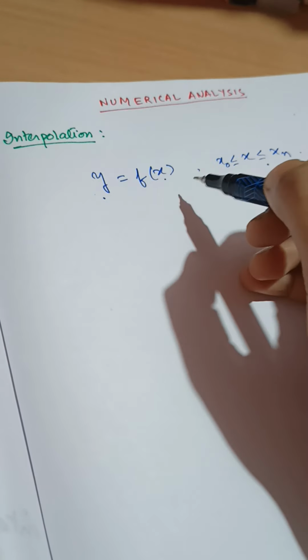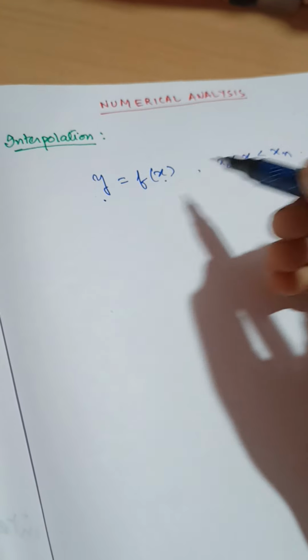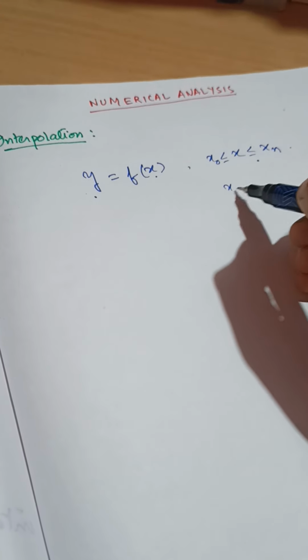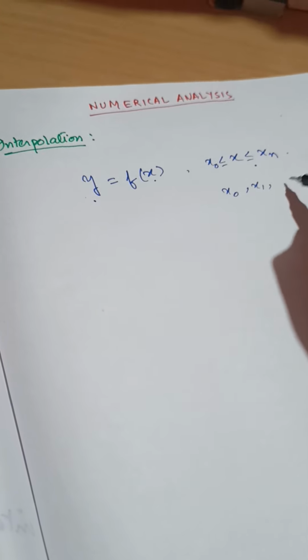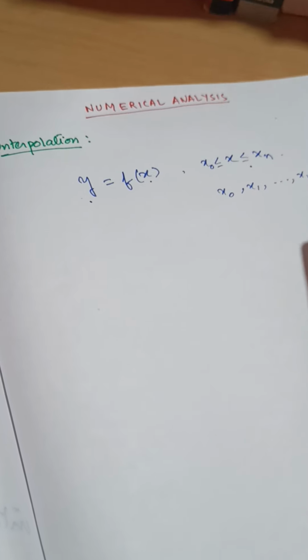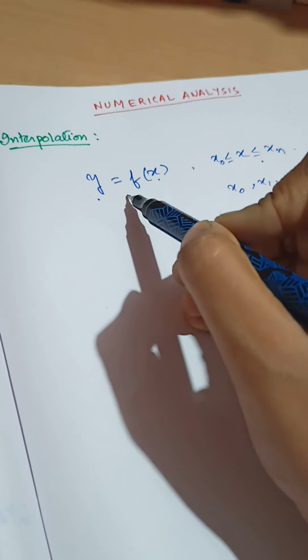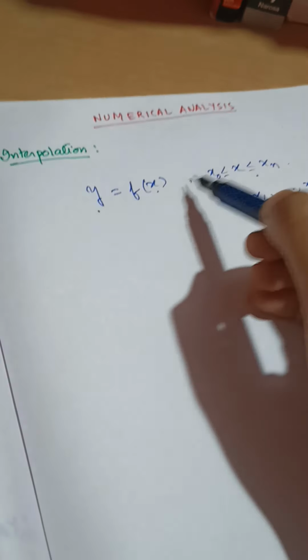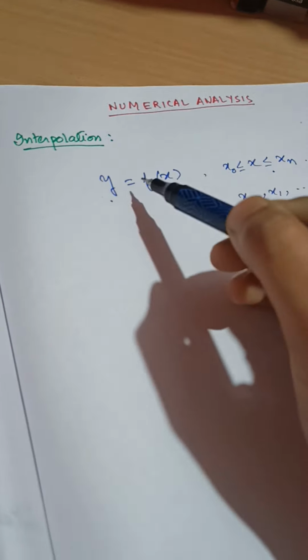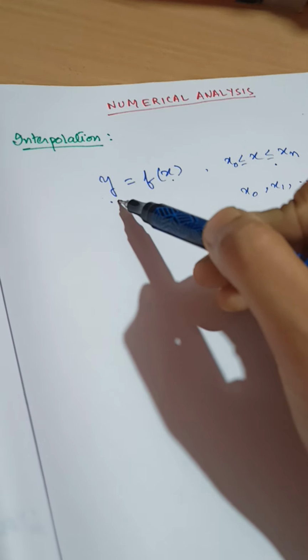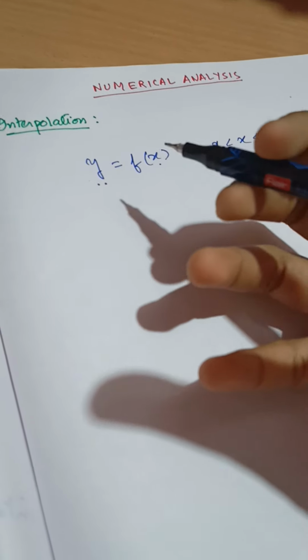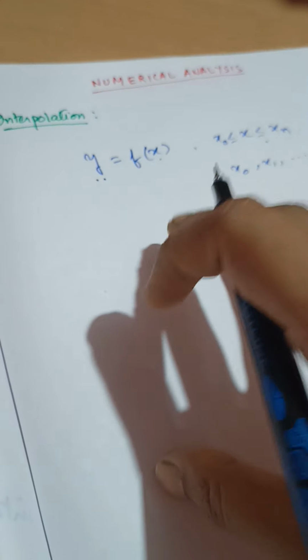So then the values of f(x) corresponding to certain values of x, suppose x takes values x0, x1 and so on up to xn. So if given this function we put values of x as x0, x1, correspondingly we can calculate the value of y. So from this statement we can say this.